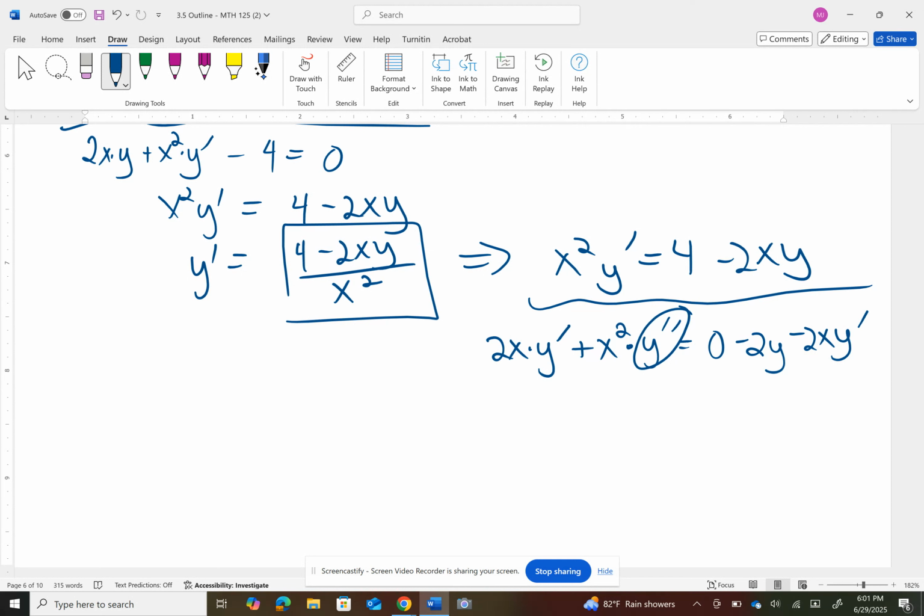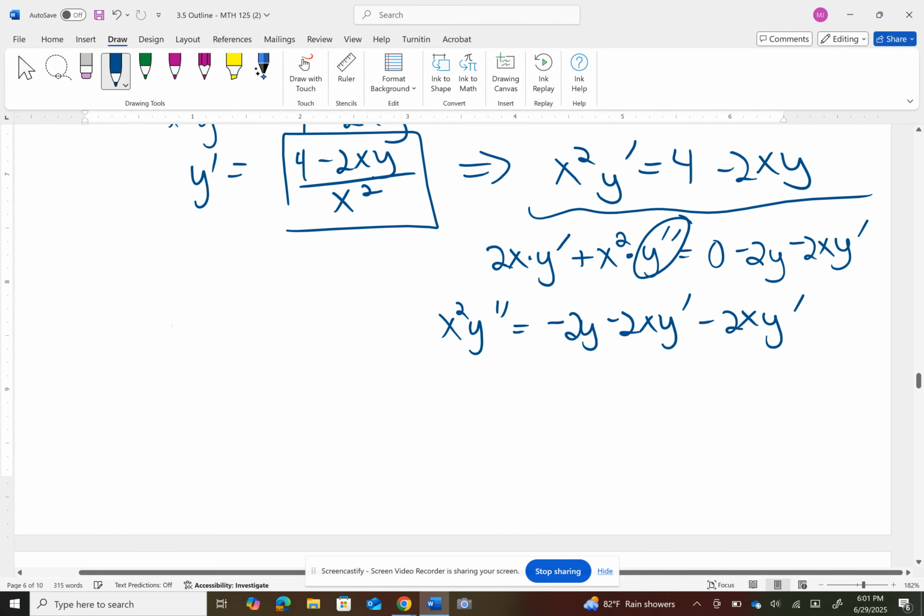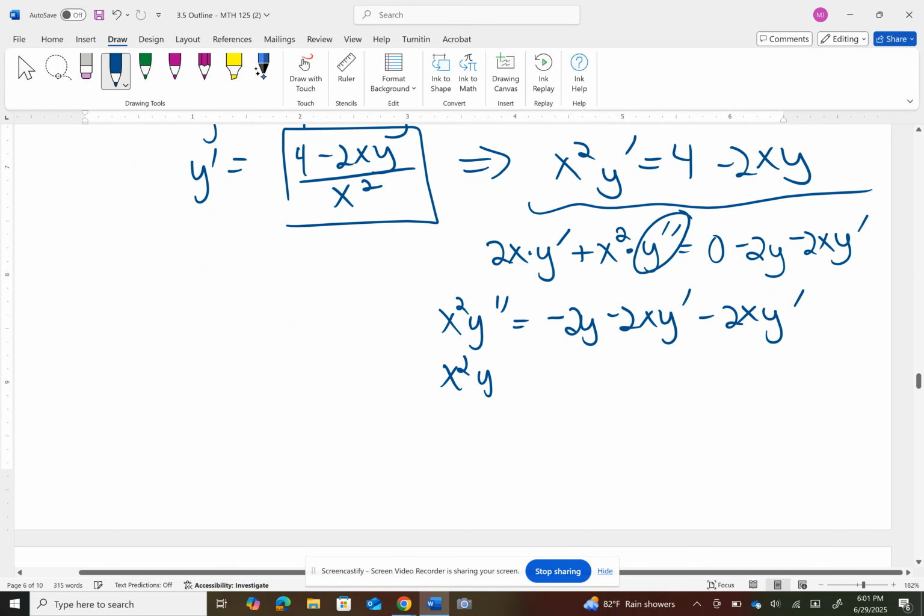All right, now if I did that, then at this point I'm just trying to get the y double prime on a side by itself. Okay, so I'm going to leave it where it is. Okay, and then I'm going to take what I already had and write it down. But then I'm going to subtract another 2x y prime. So at that point, I'm going to have negative 2y minus 4x y prime. Because those are like terms, aren't they?